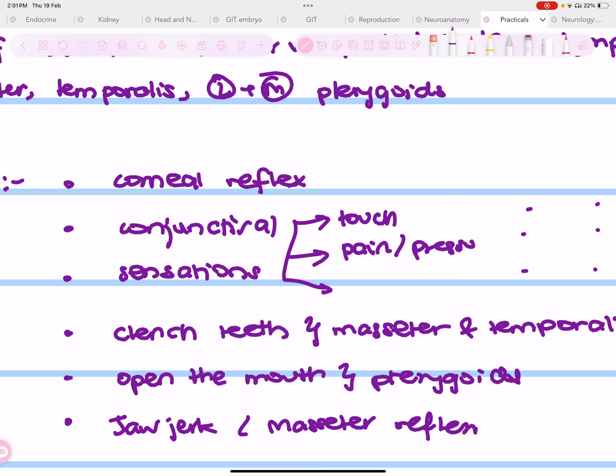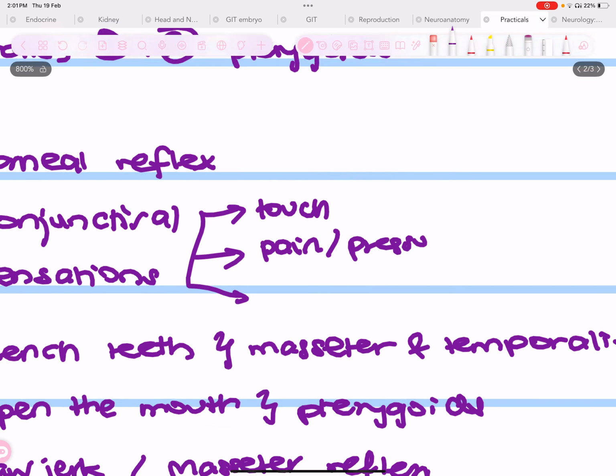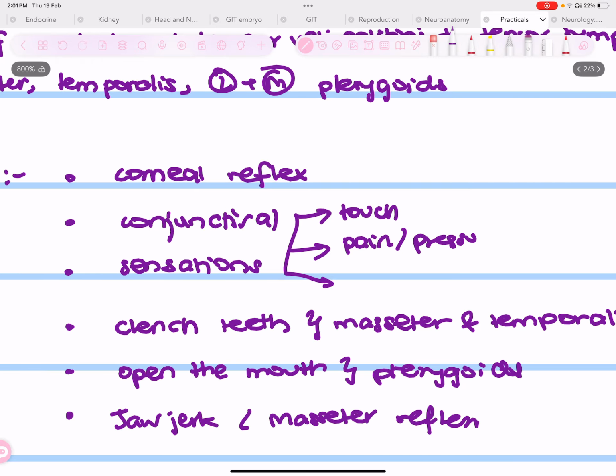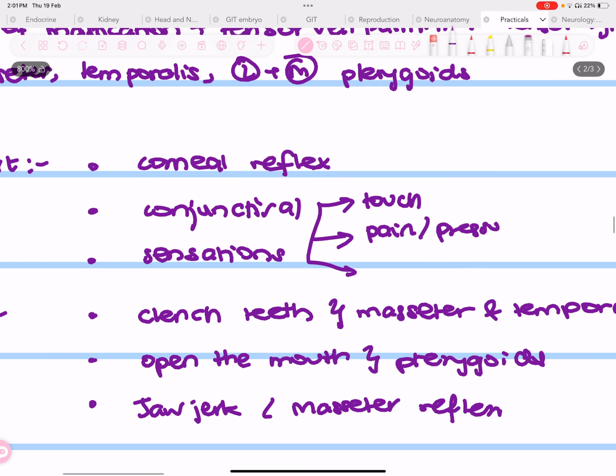And what will happen is they'll tell you if they feel something sharp or not. But be very careful doing this, please, and ensure that you do not prick the patient. It should be very gentle.